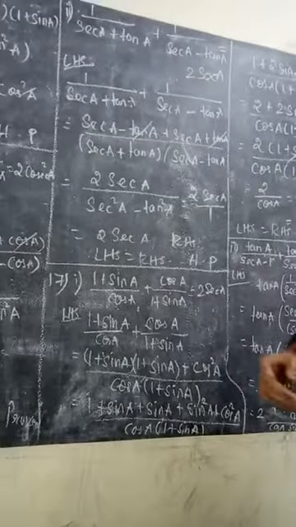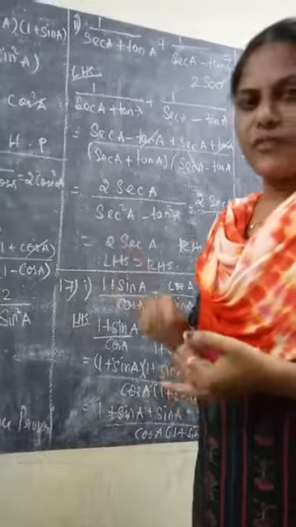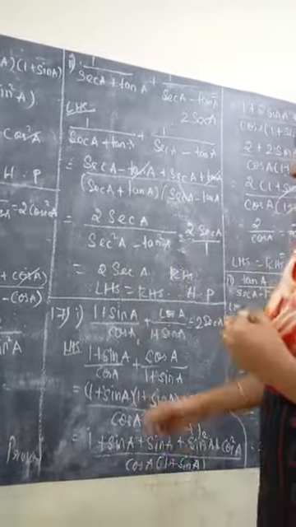Next, listen, 15 and 16 is your homework sum. 15th sum, 16th sum homework. Listen, the 17th sum now.